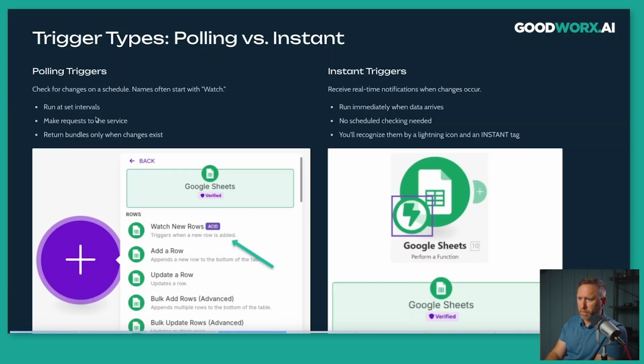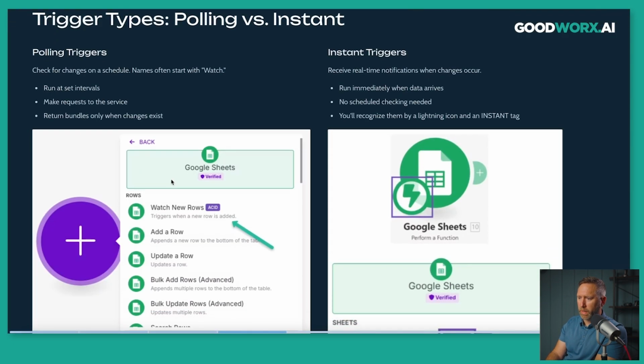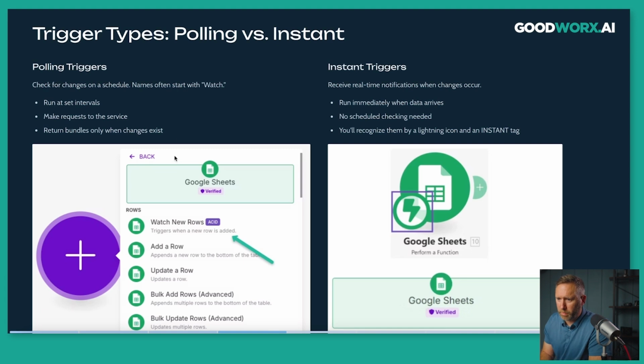They run at set intervals. They make a request to the service, like Google Sheets, and then they return bundles only when changes exist. So that's important. If no new rows have been added to this Google spreadsheet since the last time this was run, then it won't return anything. Okay? And we have an example here, watch new rows, which we just saw.